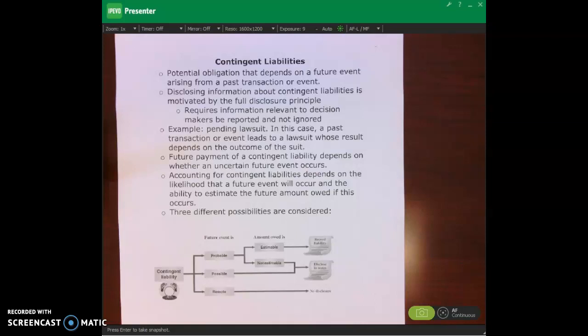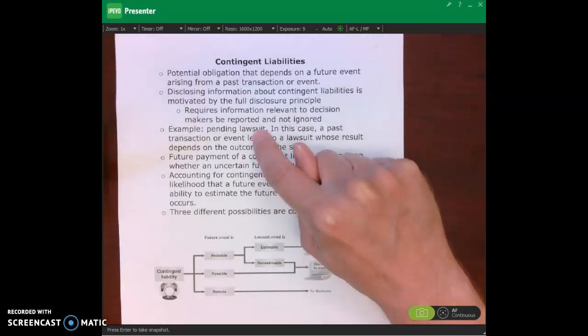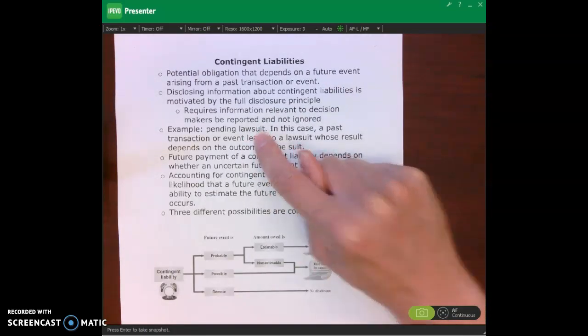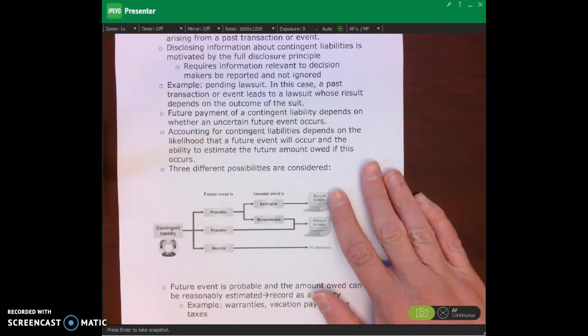Okay, so when we talk about a contingent liability, it's a potential obligation that depends upon a future event, but that future event arose from a past transaction or event. A good example would be a pending lawsuit. Something happened and now there's a lawsuit against our company. So there was a past transaction or event, and that led to this lawsuit. Now, with the lawsuit, what do we need to do with this contingent liability? Let's think about the lawsuit. I think that's a good way to think about it.